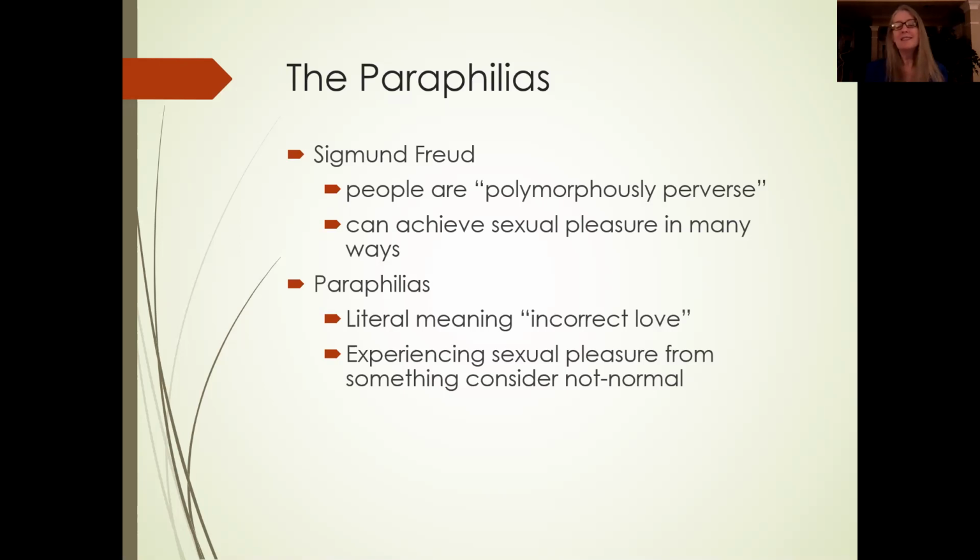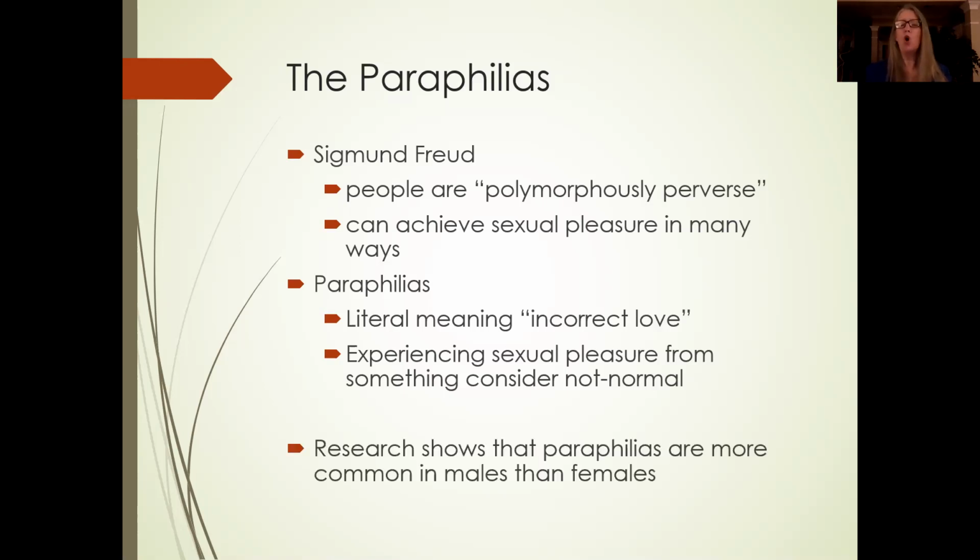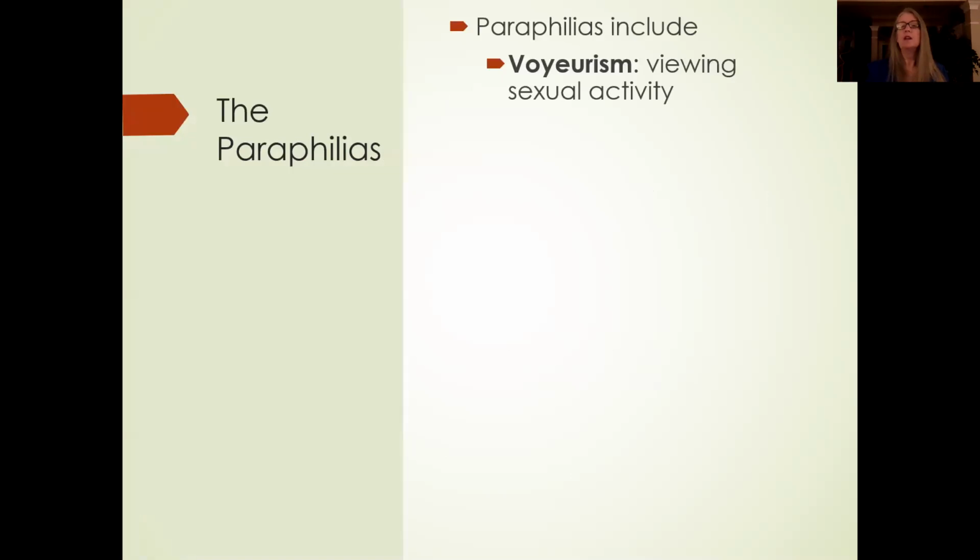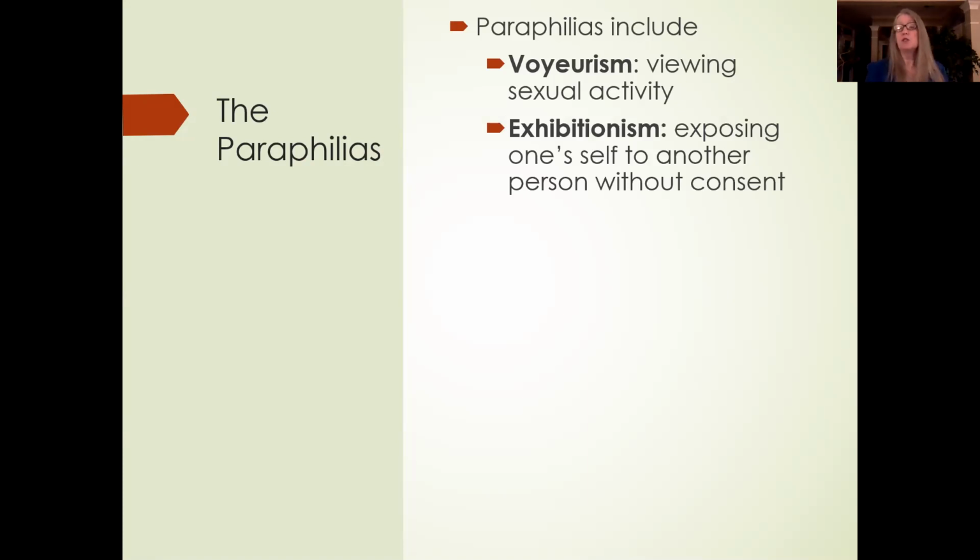Now, not normal doesn't necessarily mean bad. I don't want people to think, oh, that means it's bad. It could mean it's bad. Let's go through some very specific examples. One thing we know is that paraphilias are way more common in men than women, so there might be a genetic component working here. So let's go through some different kinds of paraphilia. Voyeurism is when you get sexual pleasure from watching sexual activity. Exhibitionism is exposing oneself to another person without consent.